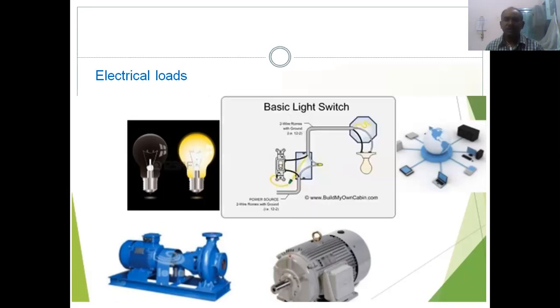Now we can see one circuit, the basic light switch. How is the bulb operated by using the switch? The input phase supply is given to the bulb through one switch, that is the control switch. The switch is a device which can make or break the contacts. By breaking the contacts, the switch will cut off the supply to the bulb. That means there is no electrical supply given to the bulb. At that condition, the bulb is not glowing.